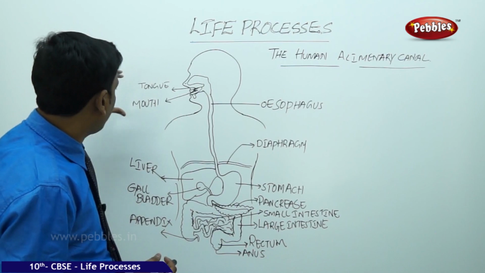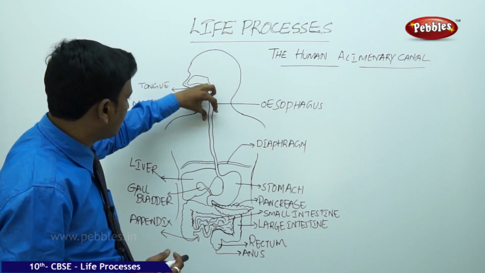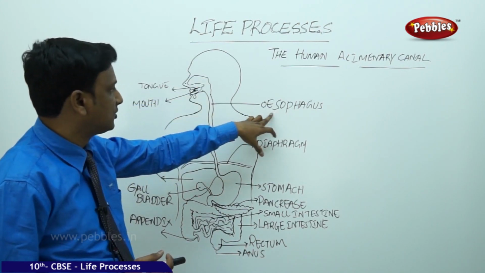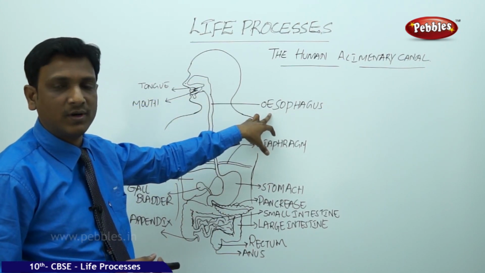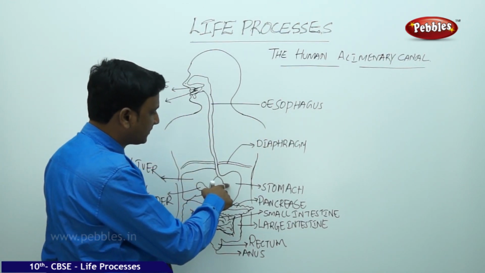So now let us see the various parts. It starts with mouth and the long extending tube from the mouth to the stomach. This tube is called esophagus. It is also called food pipe. And here the esophagus is connected to the stomach.